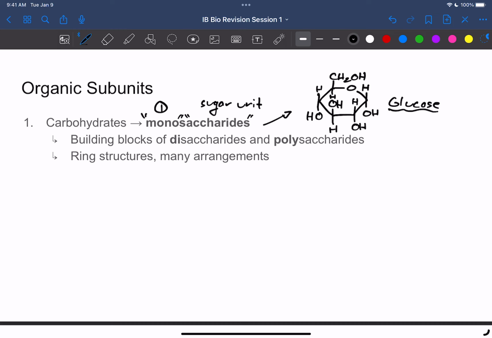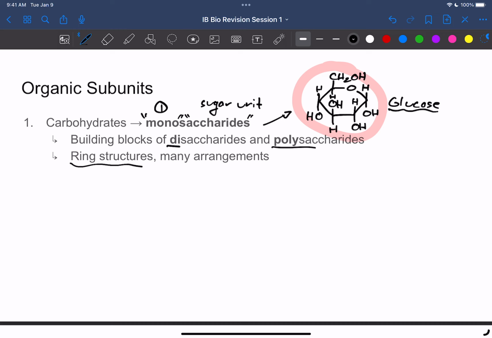And they act as building blocks, of course, they're subunits to disaccharides like lactose and polysaccharides. So this is something like cellulose or glycogen, like we talked about before. And these are both very important in their function. So usually they're present in ring structures, and this is what I kind of talked about here. So this is kind of a ring structure.